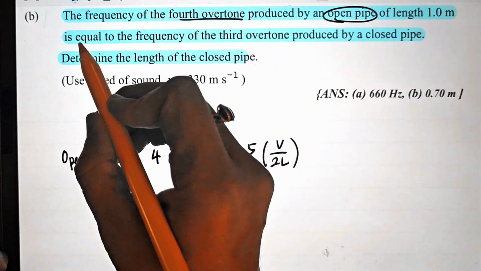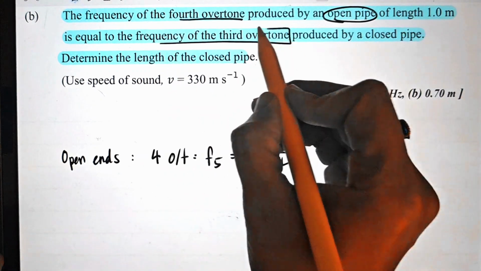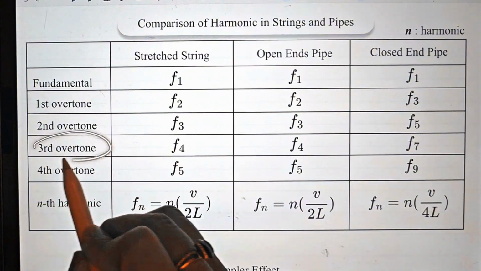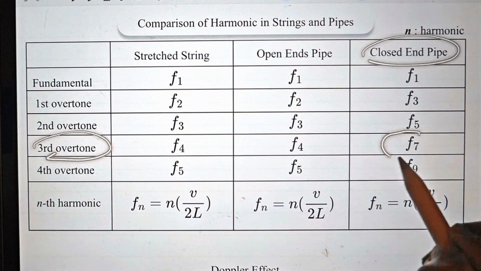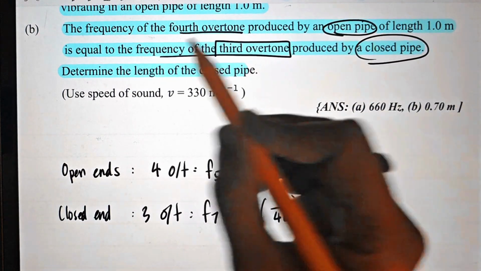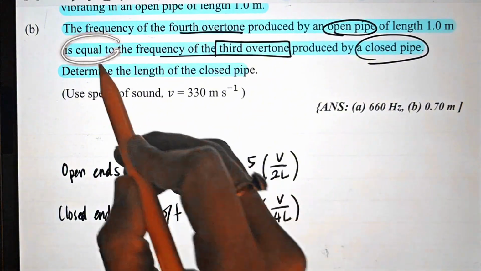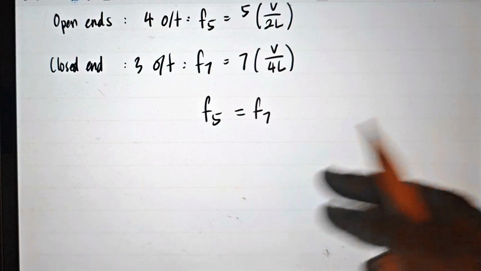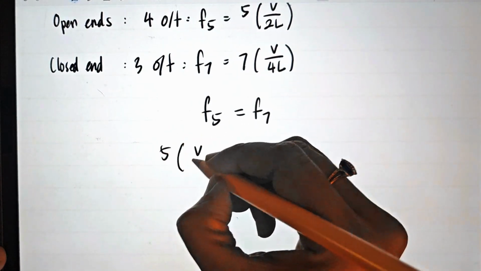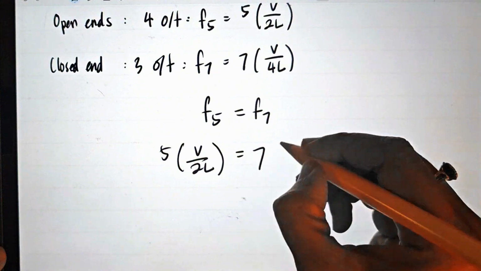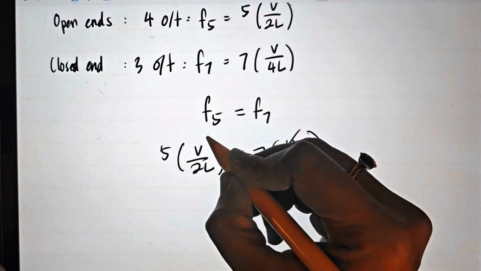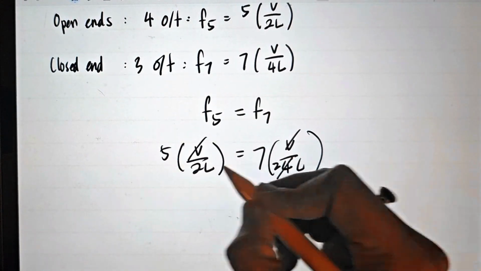And then the question says the frequency of the third overtone for the closed pipe. Based on this, the third overtone for the closed-end pipe is F7. So I wrote it like this. And because the question says that these two, F5 and F7, are equal, I'm going to combine these two: 5V over 2L equals to 7V over 4L. And because I know the speed of sound in air is the same, this one becomes 2, and V is gone.